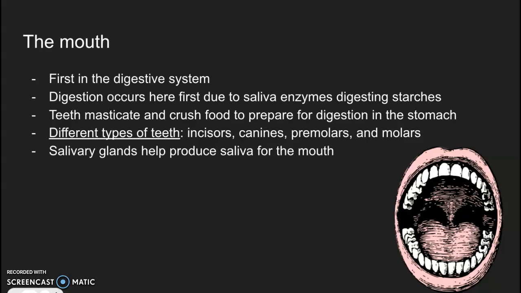And there are also different types of teeth. They are known as incisors, canines, premolars, and molars. Each of them has their own job, and I'll be going into what they do specifically in the next slide. We have salivary glands that help produce saliva for our mouth. Now, one of those salivary glands is located under our tongue, which sometimes will squirt out saliva. If you think of something sour, it usually will water. That is one of them.